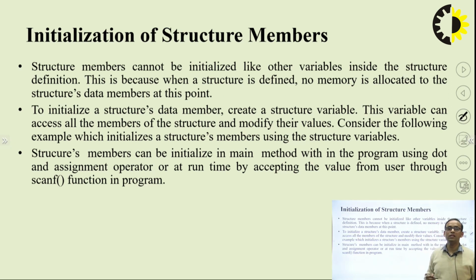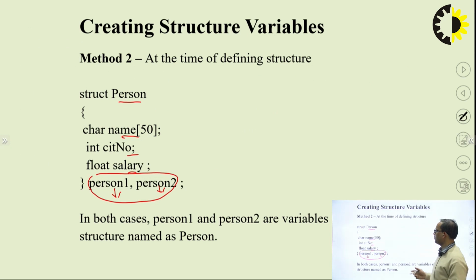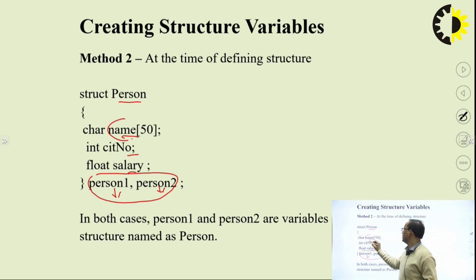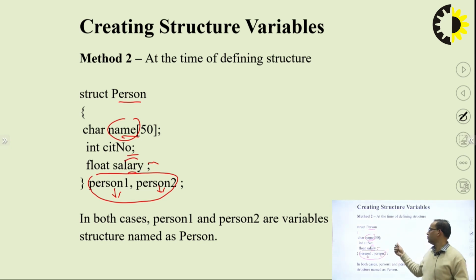Okay, next is the initialization of structure members. How can we initialize the structure members? It means, what are the different ways in which we can assign a value to a structure member? For example, this is the first member, this is the second member, and this is the third member. How can we assign values to these structure members? There are two different ways.